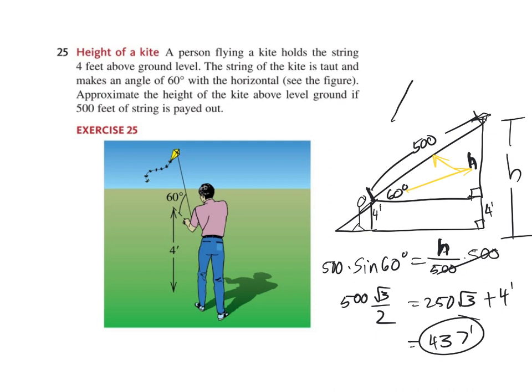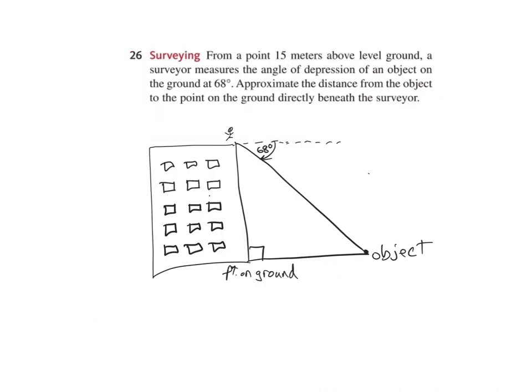So really, the picture should look like this. And if that's 500, you know, this is roughly 430. That makes a little sense. All right, that's a little teaser for what's to come. From a point 15 meters above level ground. So I've already gone through and placed what these should look like so you can understand how to do the problems. So if that's 68, then alternate interior angles makes this 68 degrees. And now it wants to know the distance between the point on the ground and the object. All right, so this right here is your adjacent side to 68 degrees. And we have the opposite leg, which is your height here. The opposite leg is 15.